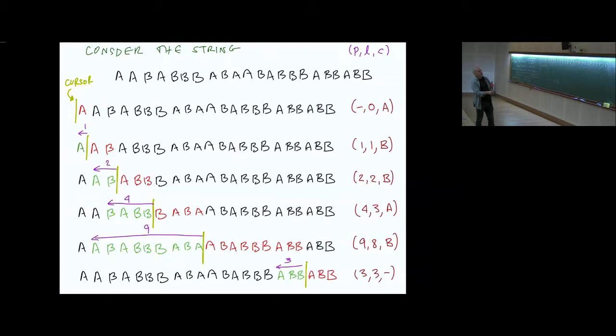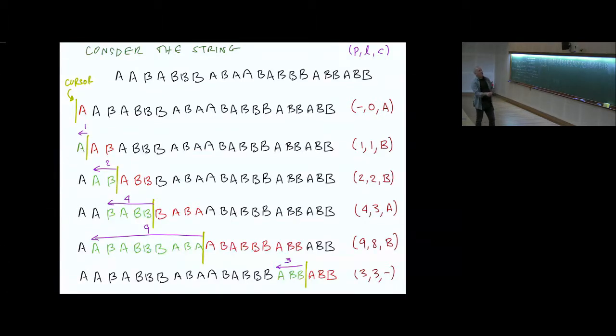Now I move the cursor to after the word I've just coded. I've seen A, but even more, I've seen A, B. Where did it start? Two to the left of the cursor. How many characters long was it? Two, A, B. What did I have to add to get the new word? Another B, as it happens. So I write 2, 2, B, and that brings me to here.